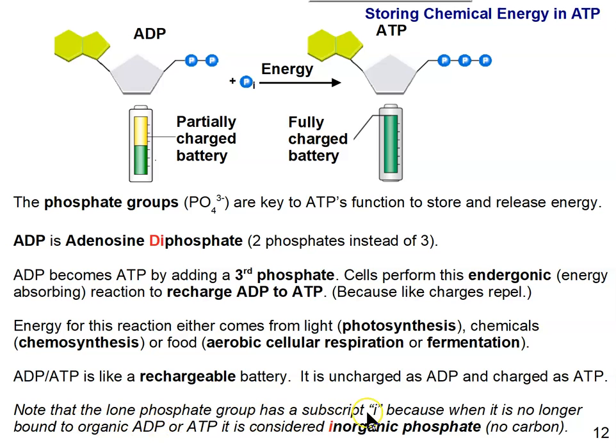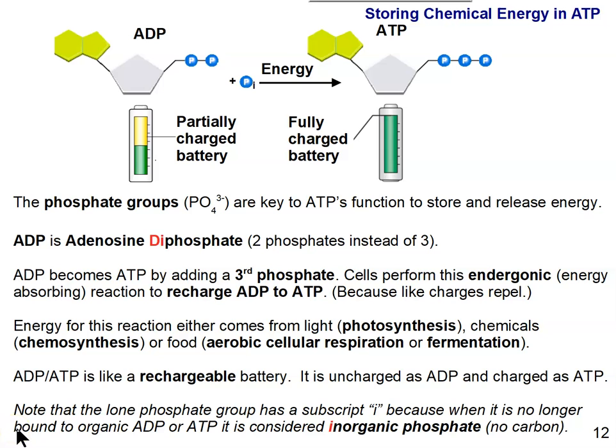Now, we must note that this phosphate group has a lowercase i, and you may be wondering why, and for some reason your textbook never even explains it. That's because it's considered inorganic phosphate, because it's no longer attached to an organic compound. ADP and ATP contain carbon. They are carbon-containing compounds. They're organic compounds. And when the phosphate is attached, it would be considered organic phosphate. But a phosphate that has been freed from ATP and is all by itself doesn't contain any carbon, therefore it's inorganic. So that's what that little i stands for, and I just wanted to make sure you understood since it was there.